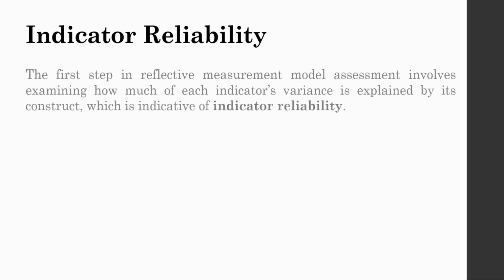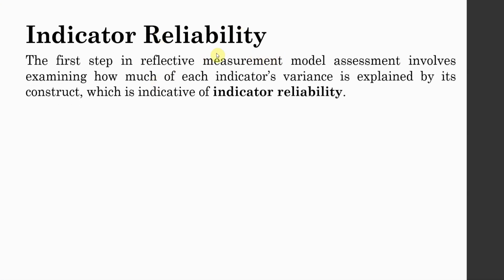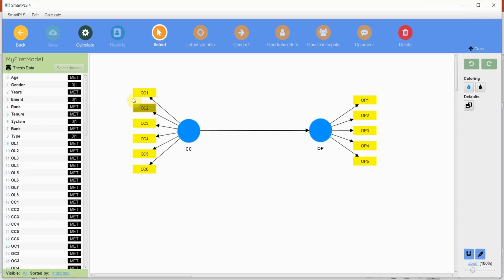The first step is indicator reliability. The first step in reflective measurement model assessment, that is your measurement model assessment, we are going to talk about what is reflective, what is formative, but a little later. For now, this is a reflective model because the arrows are pointing towards the indicator. This is a reflective construct as well because the arrows are pointing towards the indicators. But later we are going to discuss what is formative measure.